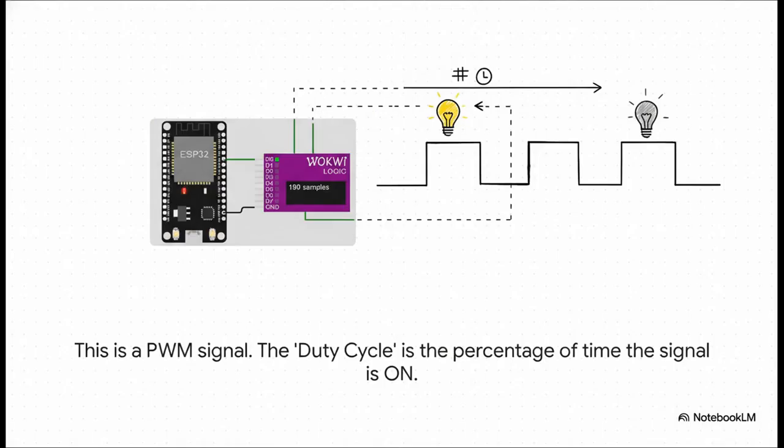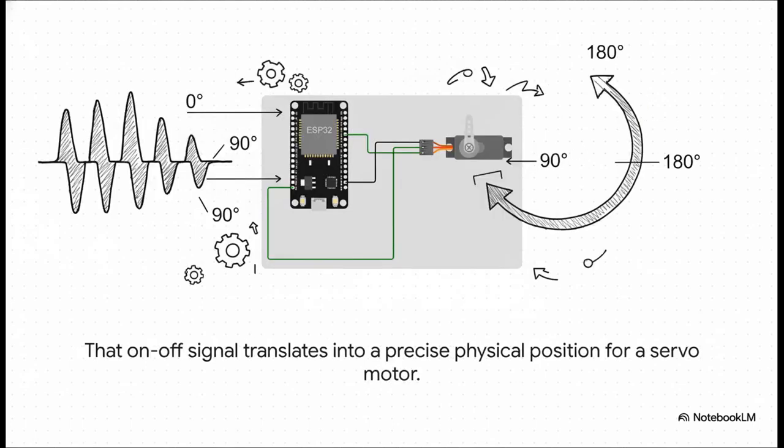And this is what that rapid on-off signal actually looks like to a machine. This square wave shows the voltage just switching between high and low over and over again. The really important part here is what's called the duty cycle, and that's just a fancy term for the percentage of time the signal is in the on state. So a 50% duty cycle, like we see here, just means it's on for half the time and off for the other half.